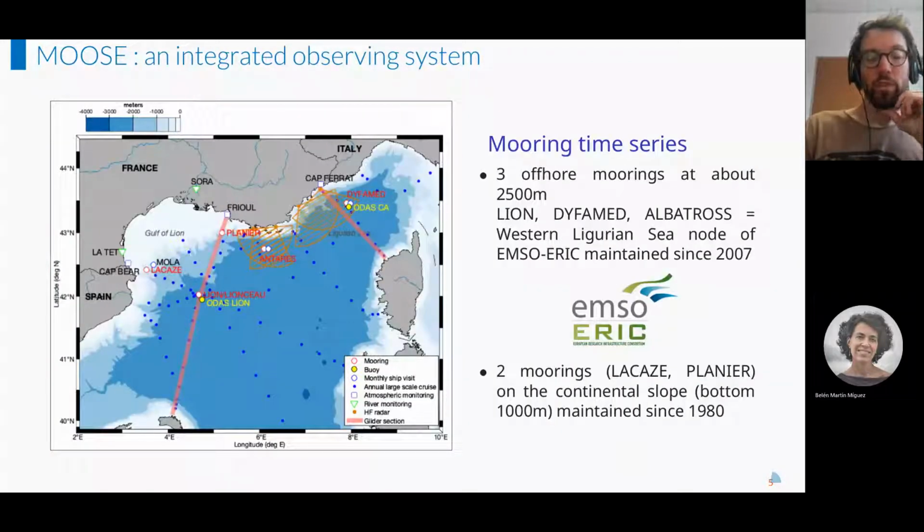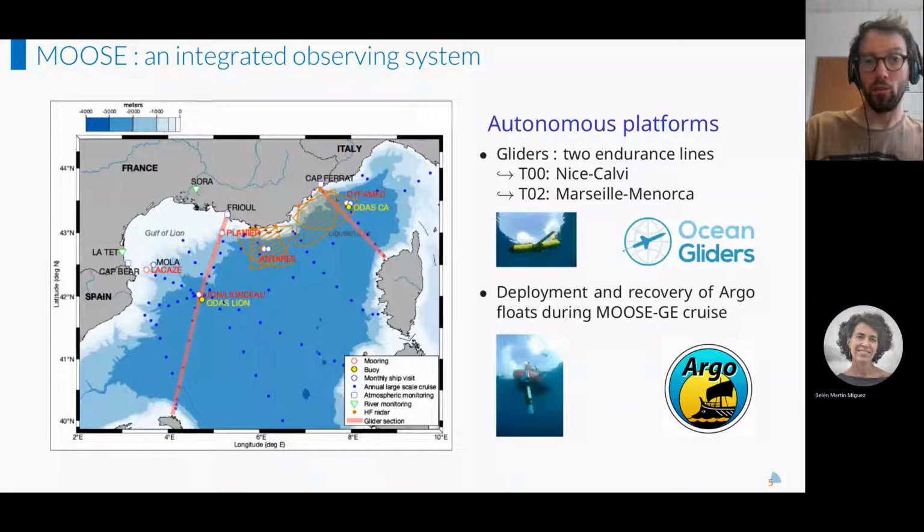So since 2010, we have this network that focuses, as you can see on the map. There are a few moorings. So the Lyon mooring that's located at the deep convection area, Antares and Dyfamed, and they're all parts of the EMSO-ERIC infrastructure. Those moorings have been maintained since about 2007 for some, and continuously, every year, they're maintained during the MOOSE cruise that we have every summer. We also have a few moorings that are a bit shallower on the shelf, and we also have autonomous platforms.